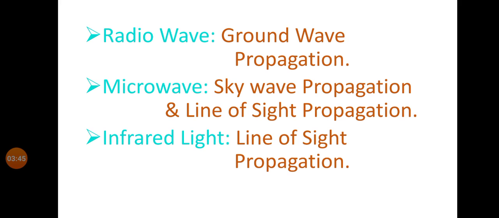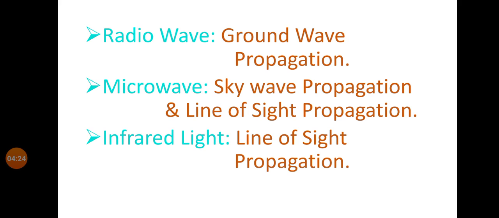Then infrared light. So what is the example for infrared light? Try to remind it. You use that daily. That is television remote. So whatever waves transmit from remote to television to change your channel or to change the volume, such waves are nothing but infrared light waves. Clear? And why I am telling you to remind the examples for radio wave, microwave and infrared light is, based on the examples you can understand what is ground wave propagation, what is sky wave and what is line of sight.